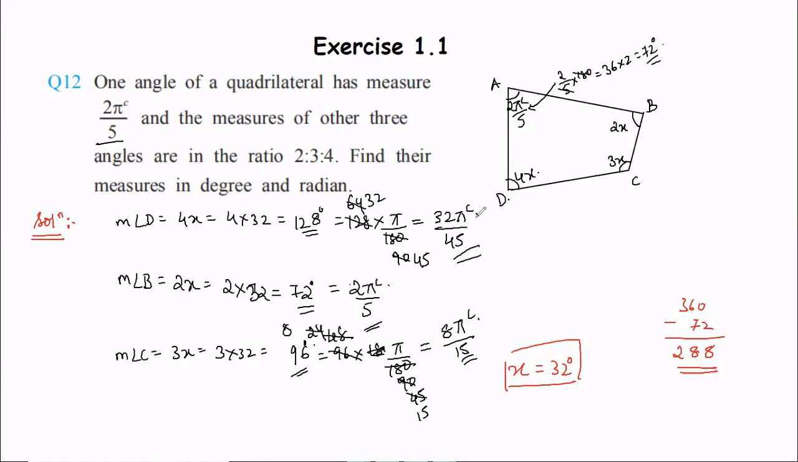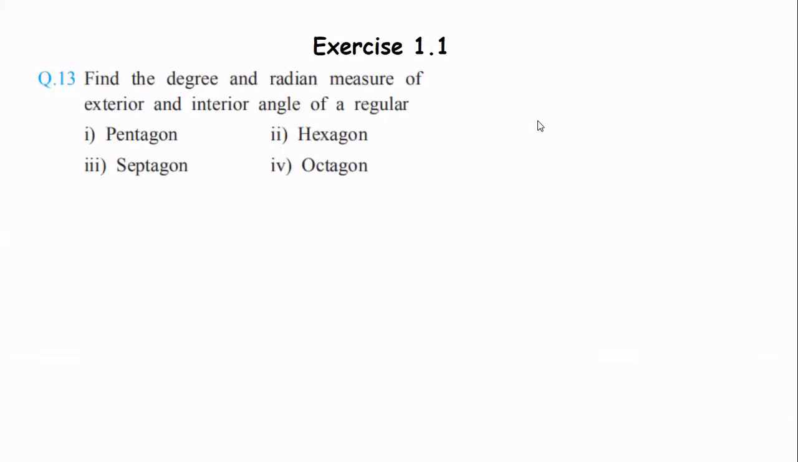Note it down. We will move to the next sum. The next sum is: find the degree and radian measure of the exterior and interior angle of a regular pentagon, hexagon. So basically we will be doing this for regular polygons of different numbers of sides, let's say pentagon, hexagon, septagon, octagon.